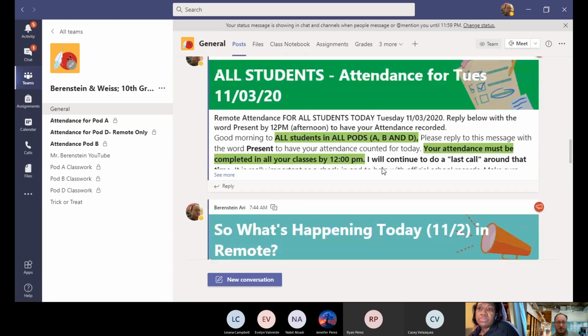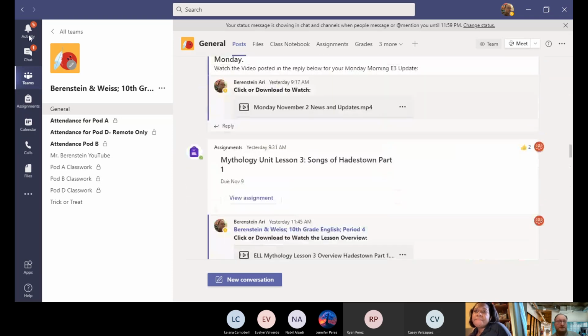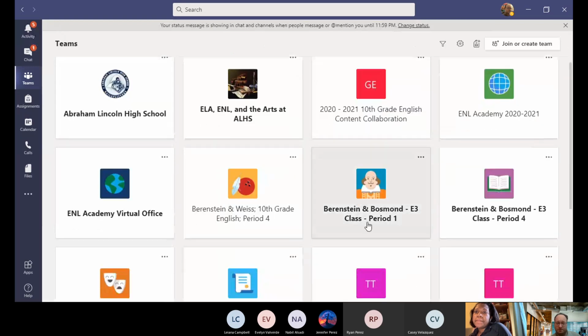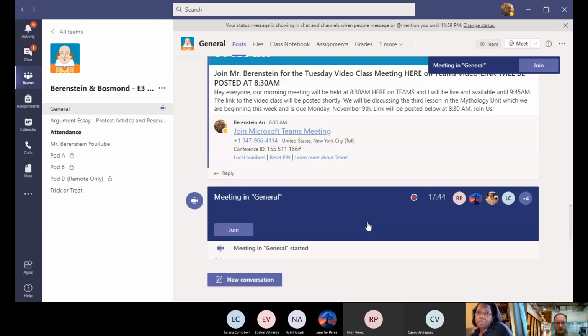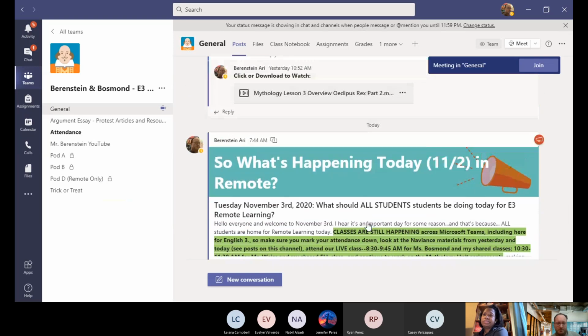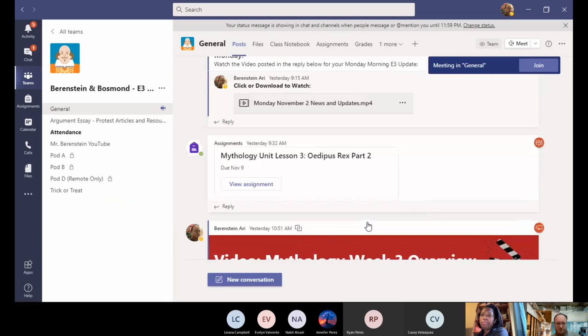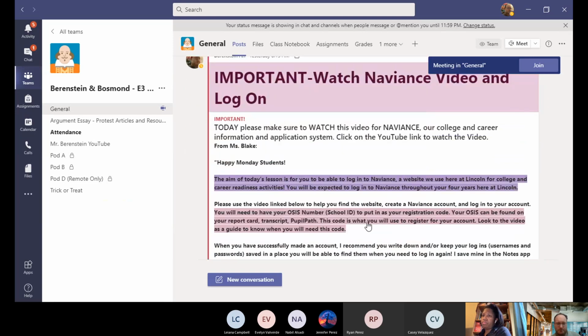So let me actually just bring the slide back up to, oh, that's actually my other team. Hold on, that's my L team. No wonder I was a little confused there. There we go. Okay, so it's the same thing, but I do want to show you the first post from yesterday, just in case you didn't see that. Here it is.